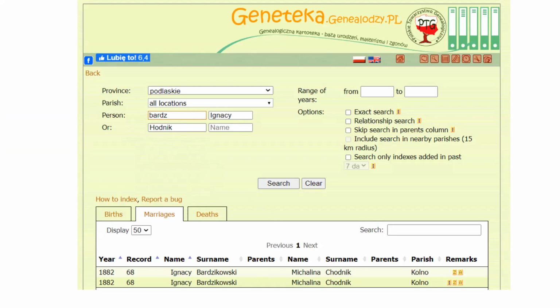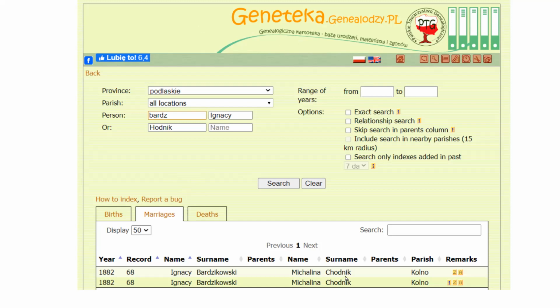And what pops up? In 1882, a marriage between Ignacy Barzakowski and Mihalina Chodnik, which I've discovered is actually the way this name is spelled in Poland, and their parish is Kolno, which, boy, sure sounds like the right place to me. So once this website appeared, it cut through because they have online a tremendous amount of information.